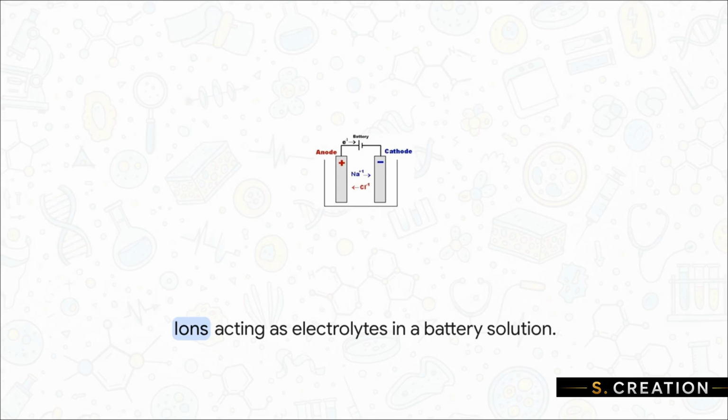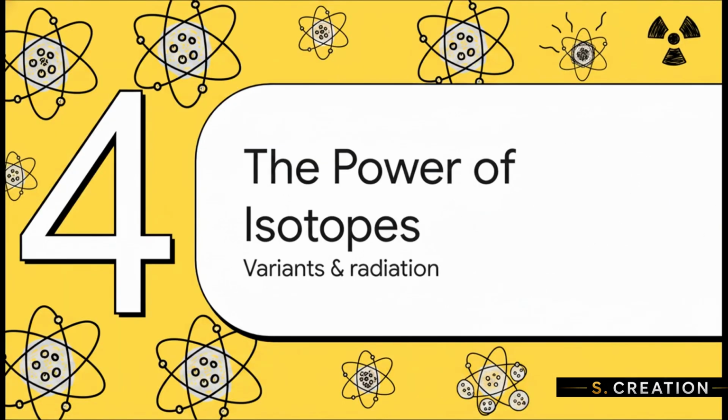And why does this matter so much? Well, these charged ions actually become the vital electrolytes in our blood. Inside a solution, just like in a physical battery, positive cations, like sodium, move toward the negative cathode, while negative anions, like chloride, move toward the positive anode. This exact electrical movement is literally what powers your nervous system and keeps your heart beating. Pretty wild, right? Which brings us to Section 4, the power of isotopes, heavy variants, and radiation.